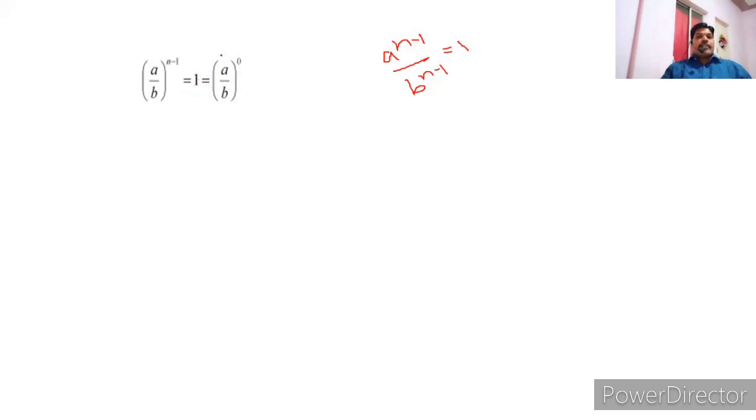So here 1 is there, and I have written this 1 in this form. Why? Because a by b whole power n minus 1 and here a by b whole power 0. The bases are equal, so automatically the powers are equal. So that is nothing but n minus 1 equals 0, which implies n will become 1 only. The value of n is 1. Therefore, the value of n is 1.